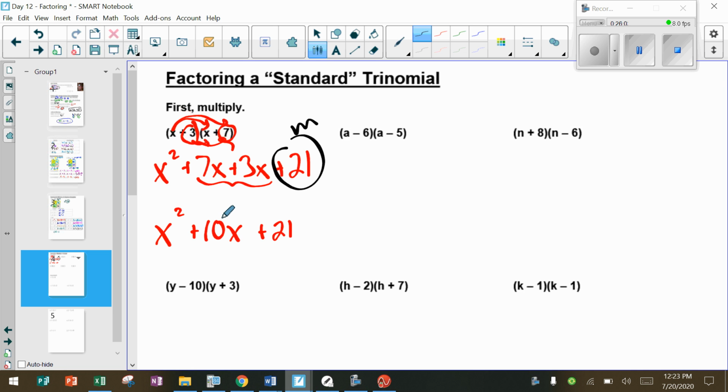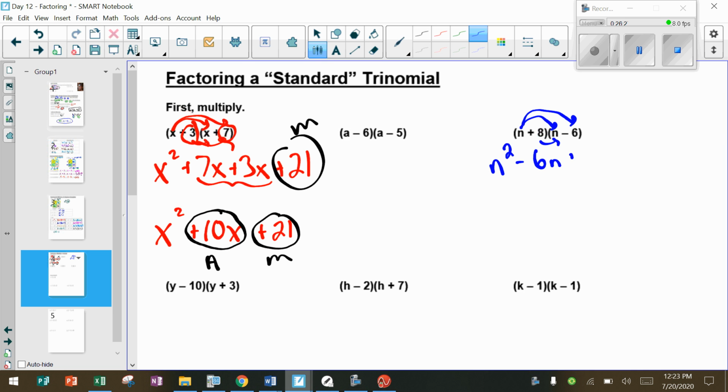So when we're factoring, we're looking for two numbers that add to be the middle and multiply to be the last value. And that's going to happen every time we FOIL these out. Doesn't matter whether the signs are the same or different. So let's take a look at this third example over here. N times n squared. That's pretty standard. Then we have n times negative 6, then n times positive 8, and then positive 8 times negative 6.